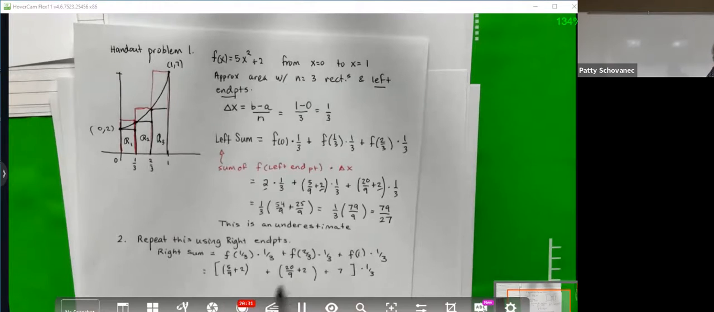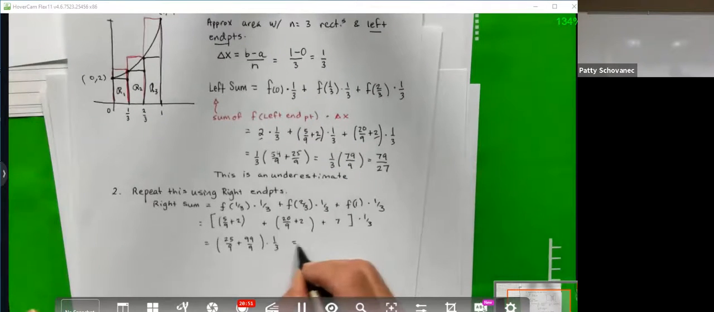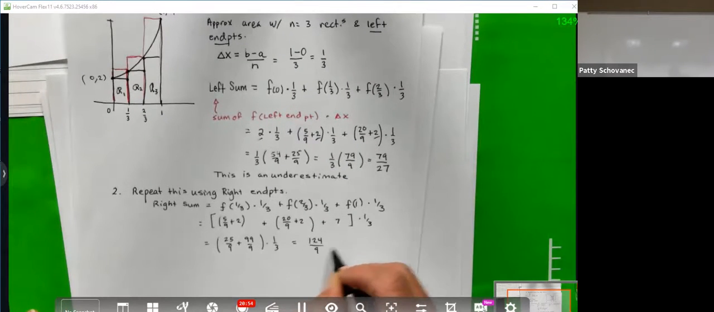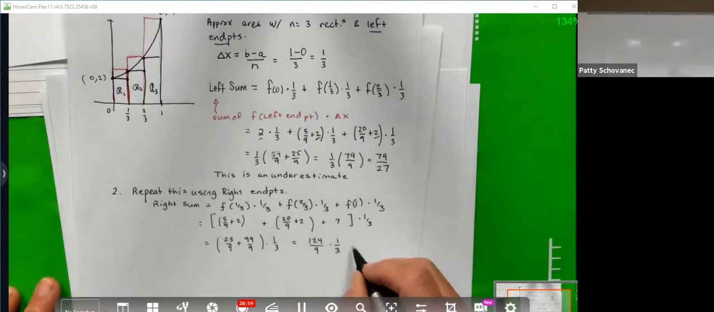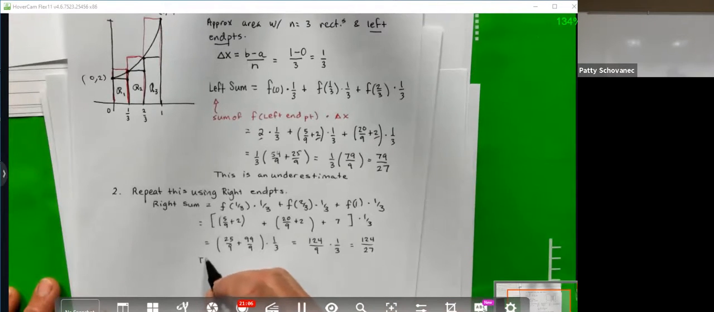So again, I have the 25/9, but I'm adding this time 11 to it. 11 is 99/9. So that's 124/9, times 1/3. So that's 124 over 27. And this one is an overestimate.